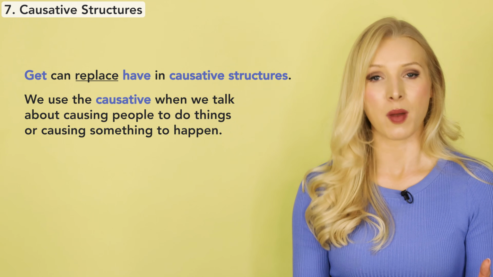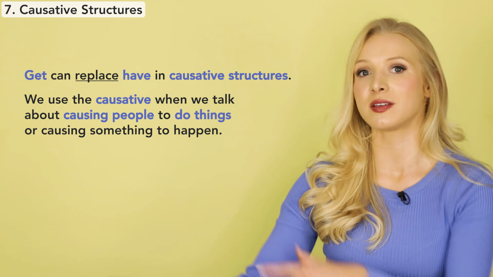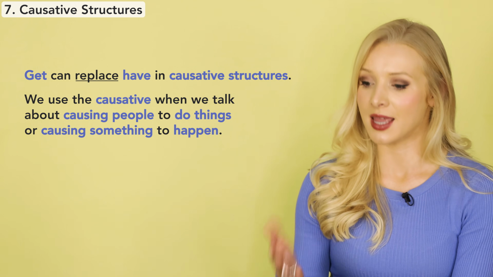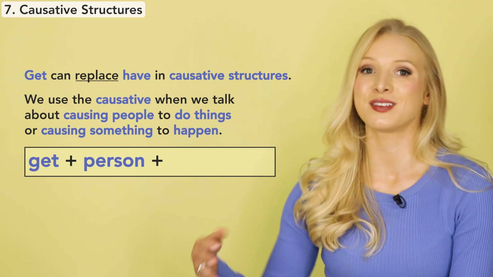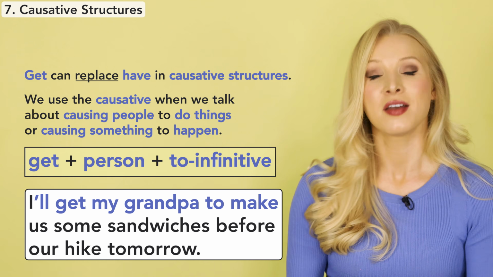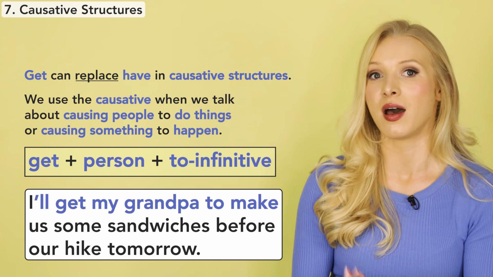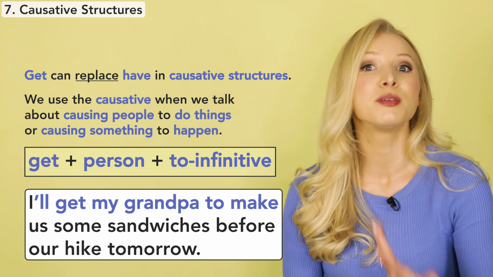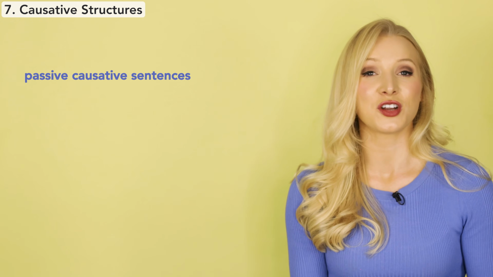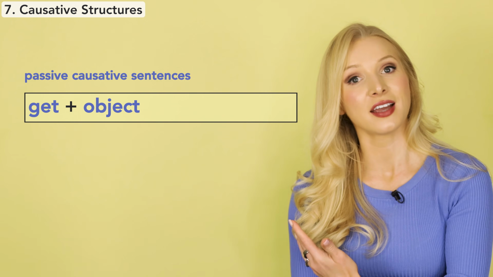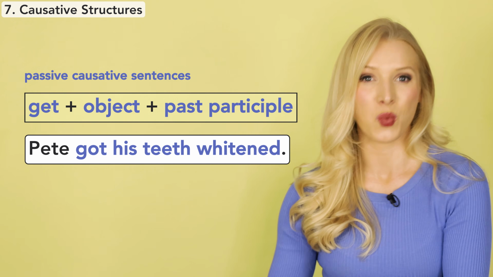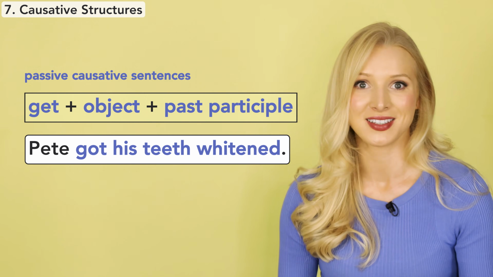We use the causative when we talk about causing people to do things or causing something to happen. In active sentences, the structure is get plus person plus to-infinitive. For example, I'll get my grandpa to make us some sandwiches before our hike tomorrow. This means I'll persuade my grandpa to do this. In passive causative sentences, the structure is get plus object plus past participle. For example, Pete got his teeth whitened, meaning someone whitened Pete's teeth.